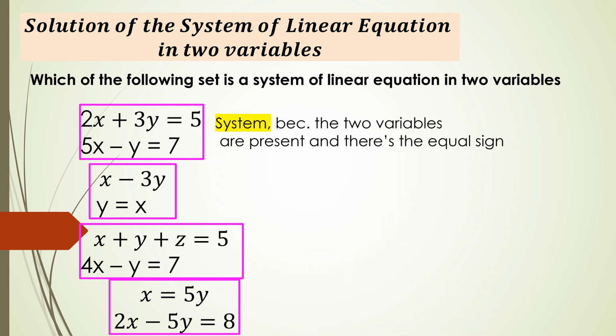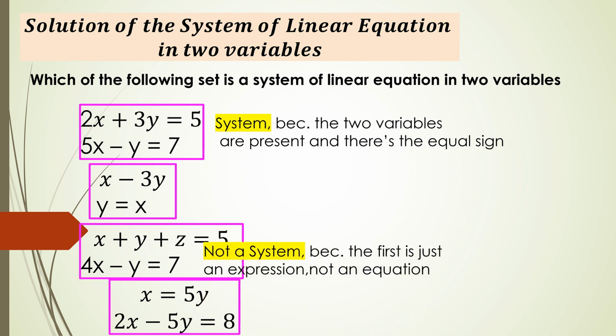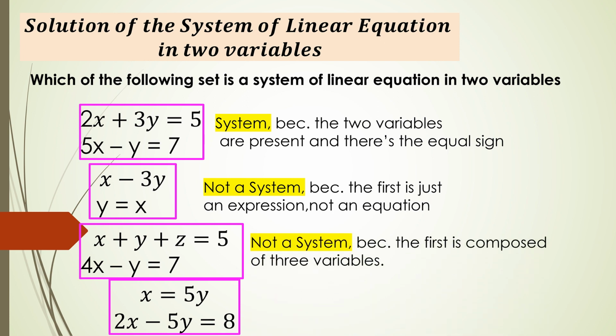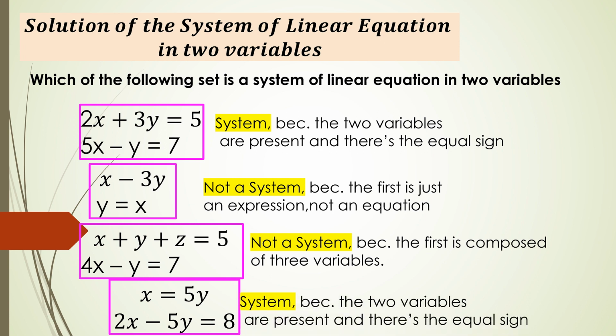Let us have number one. It's a system because the two variables x and y are present and there is the presence of the equal sign. Well, example number two, it is not a system because the first is just an expression, it's not an equation. While number three, it's not a system because the first is composed of three variables while the other one is composed only of two variables. And then the last example is a system because the two variables x and y are present and there is the presence of the equal sign.